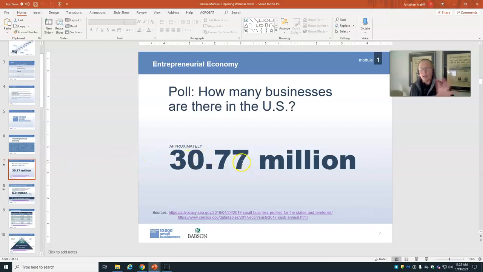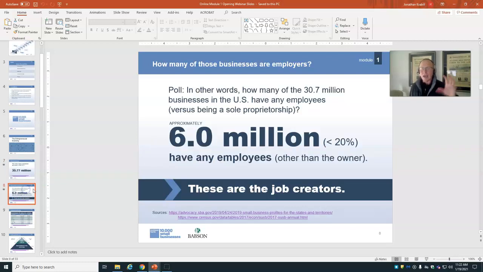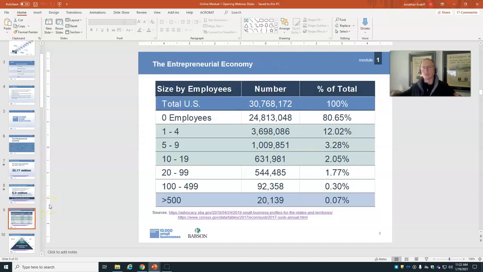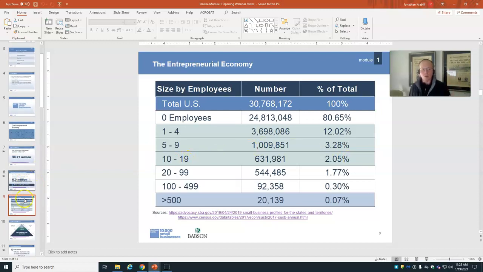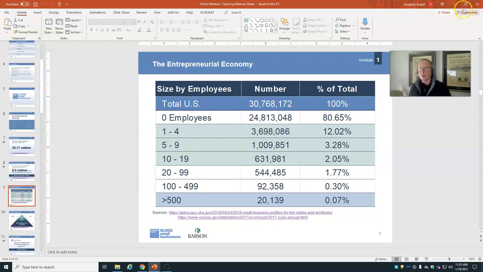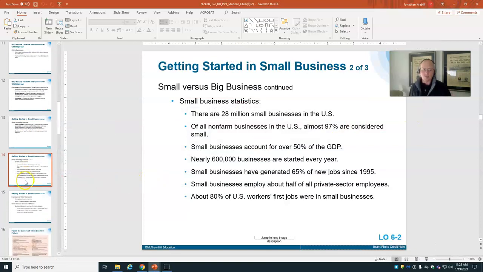As you look at that, how many small businesses are there? 30.77 million. However, only 6 million of those have more employees than one person. So what you're thinking of is Chase, Amazon, Walmart, all these huge companies, they only account for the employment of 0.07% of the American population. It's crazy small. But when you look at one person up to 19, it's like 95, 97% of the people fall into that category. So that's the power of small business as you look at it from the United States perspective.